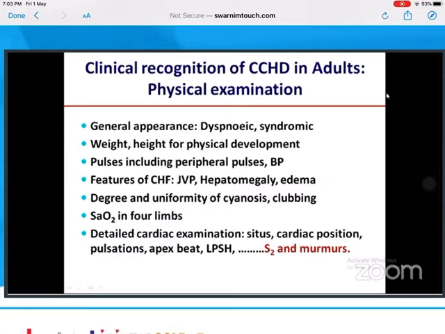We should take oxygen saturation in at least 3 limbs, that is 2 upper limbs and a lower limb. Otherwise, you will never be able to diagnose some conditions where you can have differential cyanosis. And of course, detailed cardiac examination, where you need to look at the situs, where the heart apex is situated. Are there any pulsations elsewhere, like in the second intercostal space? What is the apex beat like? Is there any left parasternal heave? And then, of course, murmurs and all.